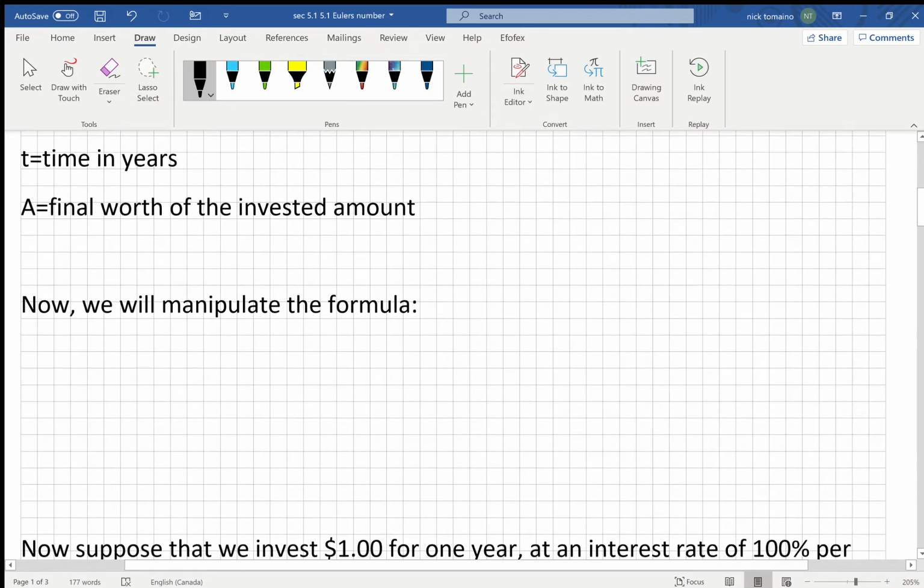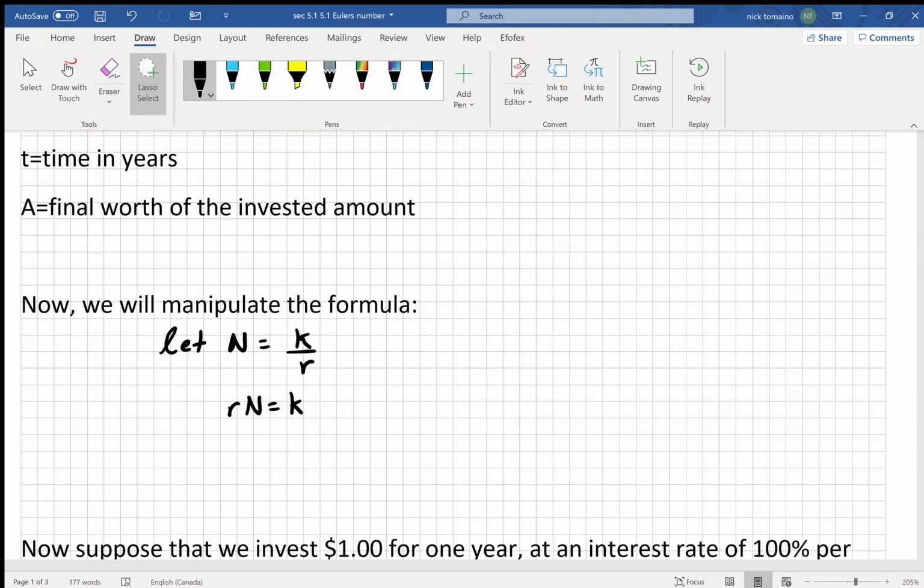Okay, so now we're going to manipulate the formula a little bit. So we're going to say let n equal K over R. Okay, not R over K, K over R. So now we're going to make a couple of manipulations here. The first one is R times n is equal to K. We just multiply it up.